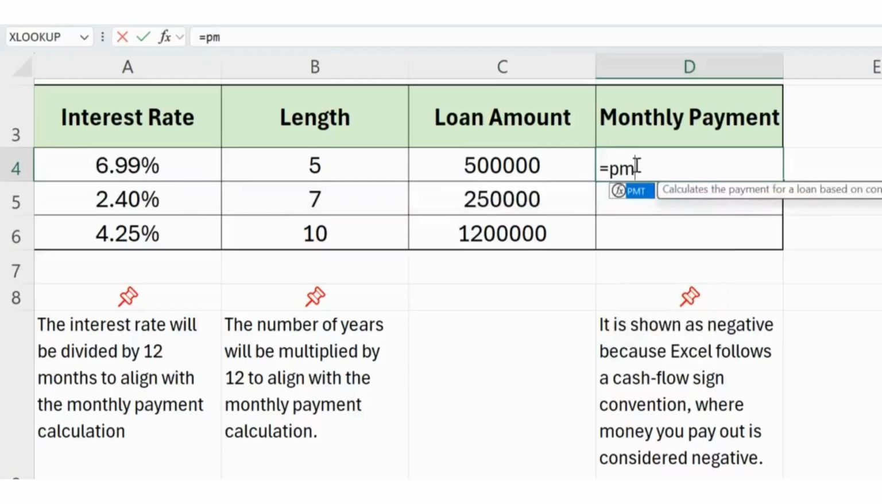Hey everyone, today we're talking about Excel's PMT function, which stands for payment. It helps you calculate regular loan payments based on the interest rate, total number of payments, and loan amount.